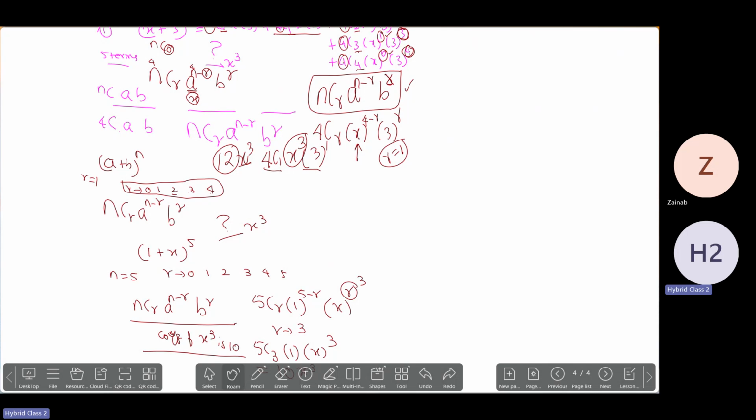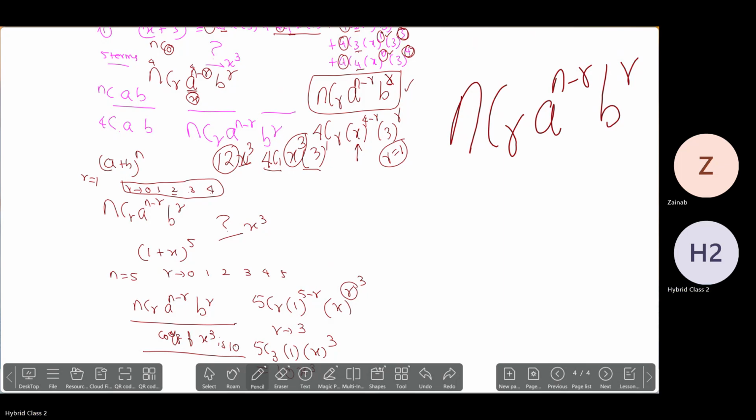The general form we should use to find this kind of question is nCr a power n minus r b power r. Always r starts from 0 here. Depending on the question, we should identify what the r value should be. Accordingly, you should put it everywhere wherever r is there and get the answer for the coefficient.